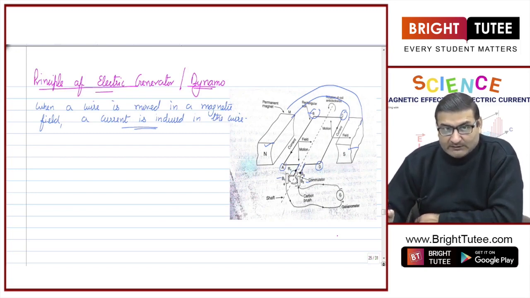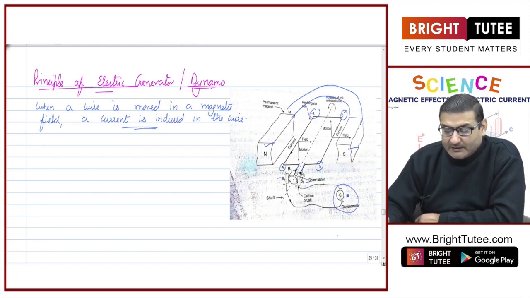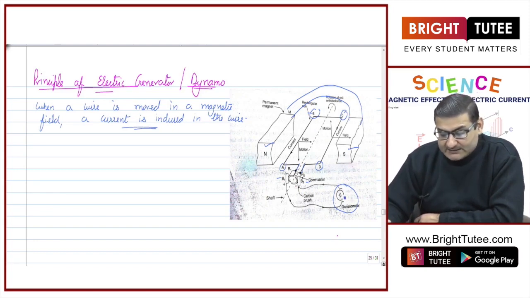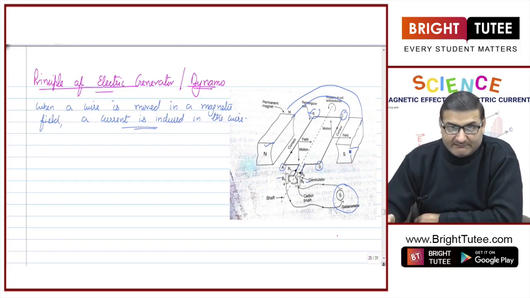Now, the change is that over there in a motor, we had connected this wire with a cell or a battery, but here we have connected it with a galvanometer. This galvanometer will detect the presence of current. Fine. So, I hope you have understood the construction part of a generator.